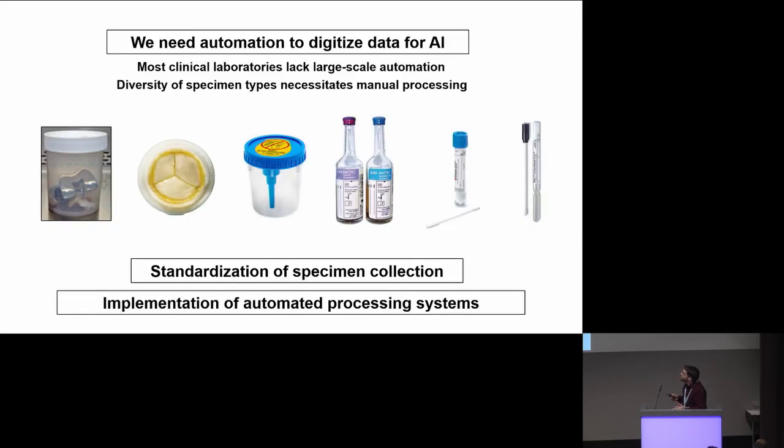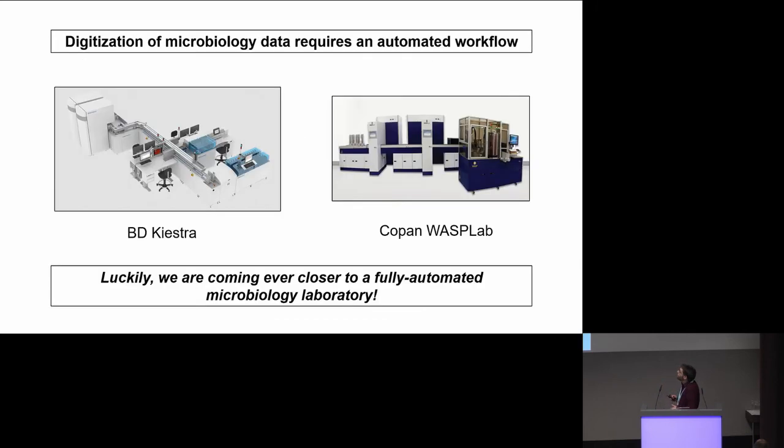The first is space. We need automation to digitize data, but we haven't quite got all of the automation down yet, mostly because we get a huge diversity of specimen types in micro. On any given day, our lab could receive any or all of these specimens, anything from an explanted knee to a bioprosthetic heart valve to something much easier to deal with, like maybe a swab. So standardization of specimen collection and implementation of automated processing systems would be really important in the future for digitization of AI. Luckily, there are some systems that exist, and we're coming hopefully ever closer to fully automated microbiology labs, especially as labs get upgraded and start thinking about these things.